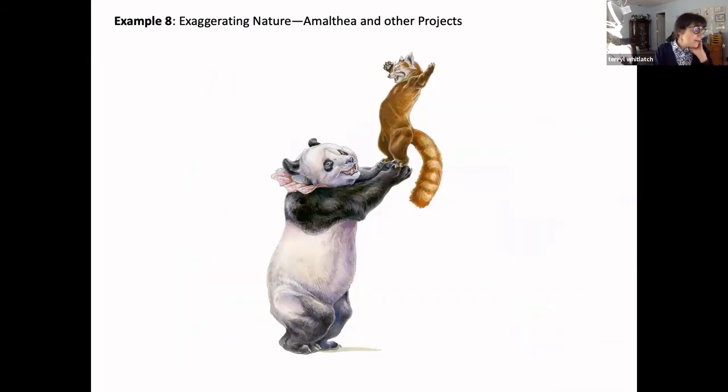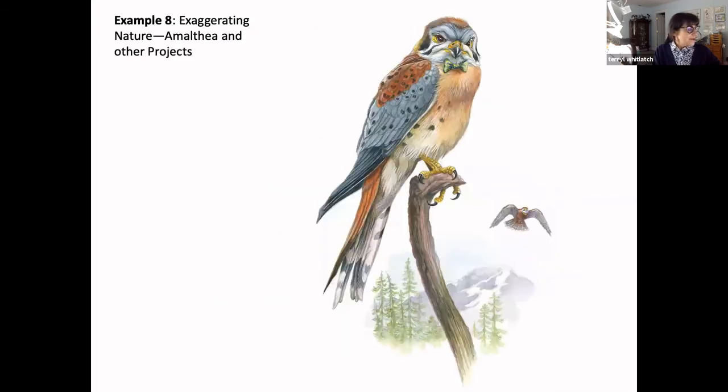Another greeting card, a happy birthday card, a giant panda and a red panda. This was done in watercolor. So I used all kinds of different media, from watercolor, markers, acrylics, and digital. Here we have another greeting card. This little kestrel is dressed to kill.